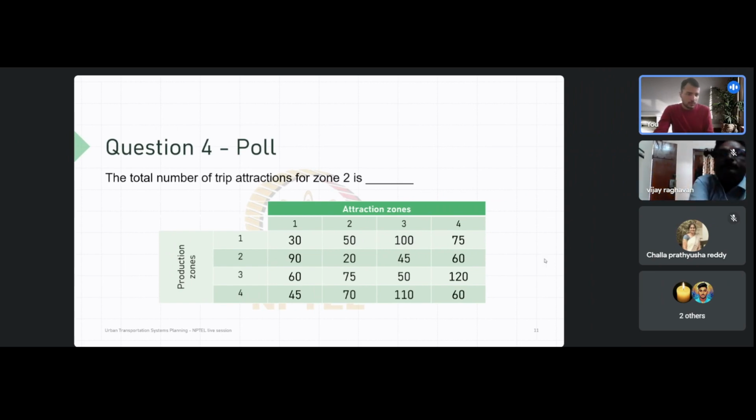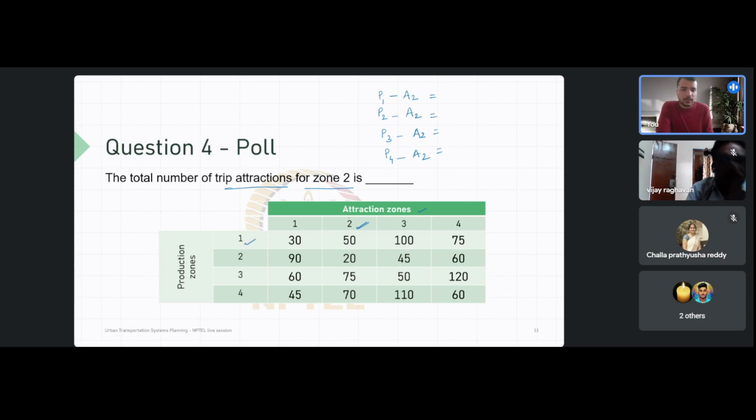So same concept as the last question, but we'll apply it in a different way. Here we are focused on the attractions for the second zone. So where is the second zone? It is here. We need to find the attractions. Trips can be produced in zone 1 and attracted to 2, produced in 2 and attracted to 2, produced in 3 and attracted to 2, and produced in 4 and attracted to 2. So try to find this.